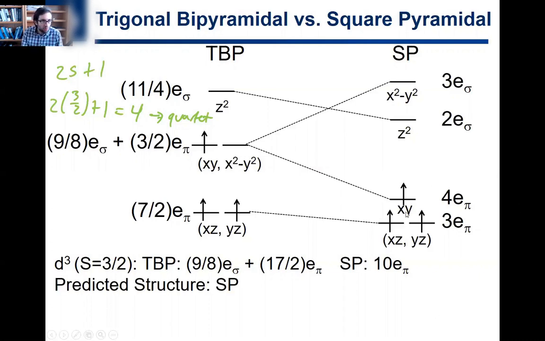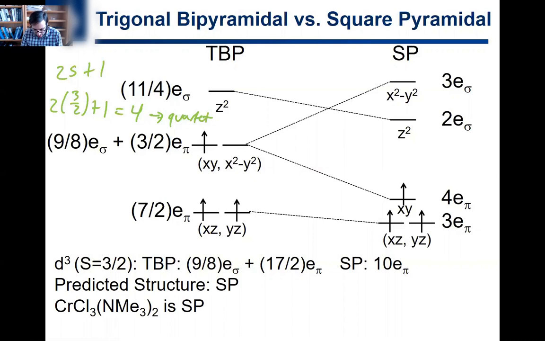It doesn't matter what type of ligand you have, because in TBP, you had to put it in this higher energy state that was worth 9/8 E sigma. That's always going to be higher energy. And so here's an example of a D3 complex that is a quartet. And so there's various ways to figure out if you have a quartet.